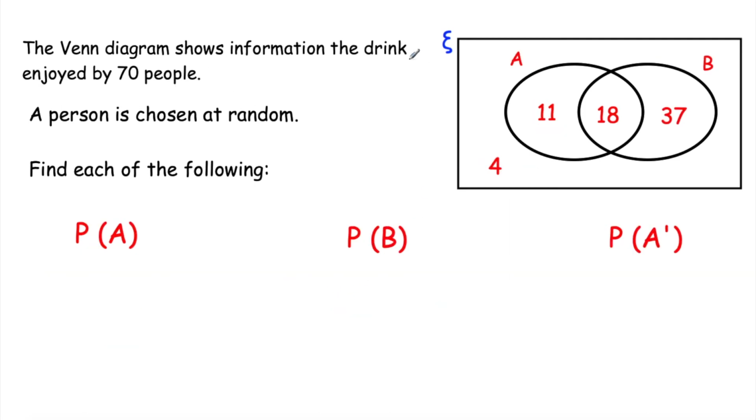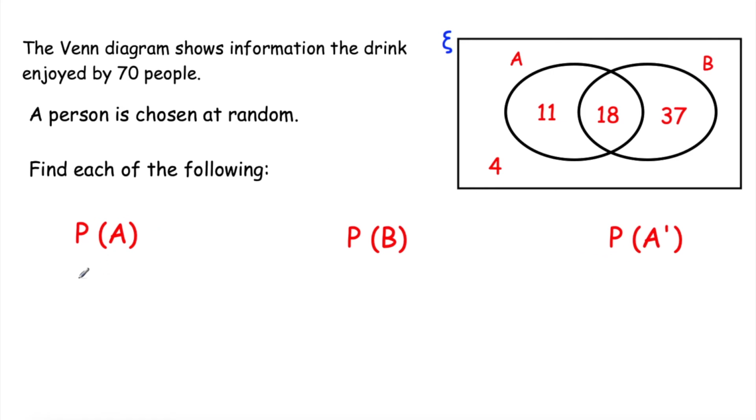Okay, so here's a question now for you to try yourself. We've got a Venn diagram, and we're told the Venn diagram shows information about the drink enjoyed by 70 people. So 70 people were doing a taste test. They were given drink A and drink B, and they were asked if they liked them. Some people didn't like either of them. Some people liked both of them. Some people only liked drink A, and some people only liked drink B. And we're told that one of the 70 people is chosen at random, and I would like you to find the probability of someone liking drink A, the probability of someone liking drink B, and the probability of the complement of A. So think of what that means. So press pause and try this now.